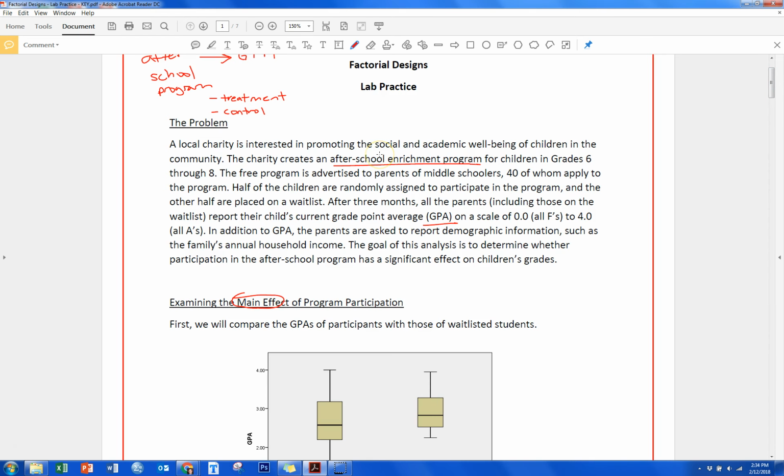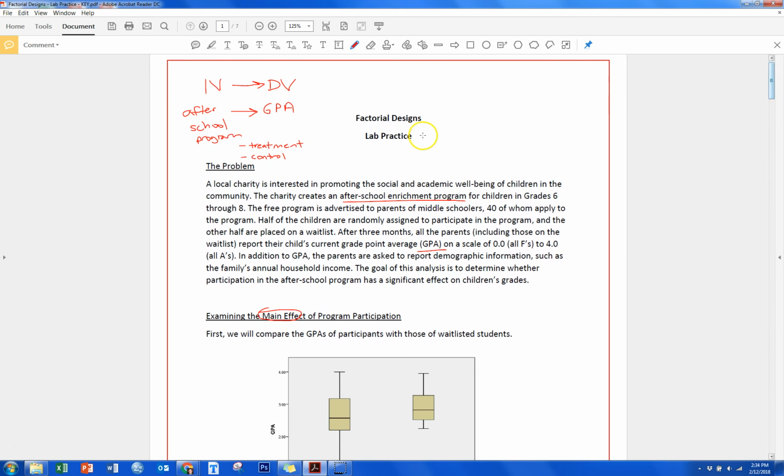Now, this is a lab on factorial designs. In a factorial design, you have more than one independent variable. So it hasn't been mentioned yet, but we can infer that somewhere later in this assignment, another variable is going to be introduced, and we'll look at how those variables may even interact with each other. But right now, we're interested in the main effect of the first independent variable. So the main effect is the effect of this variable just by itself. Nothing else is being taken into consideration, which is what we have here in this situation.